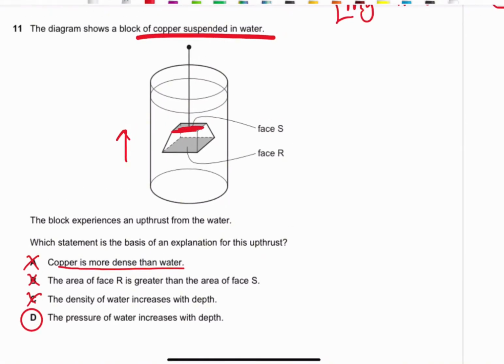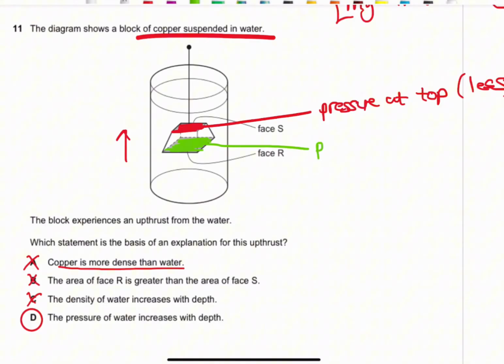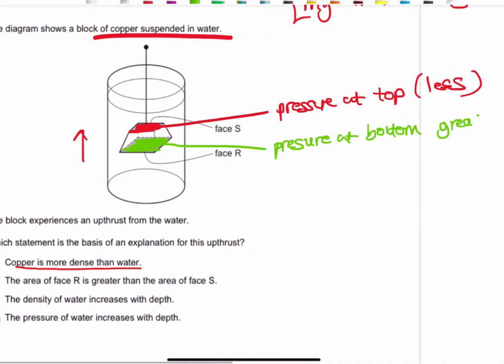Meaning that the pressure at the top is going to be less than the pressure at the bottom, because pressure increases with depth, right? There's more liquid at the bottom. So the pressure at the bottom is going to be greater.